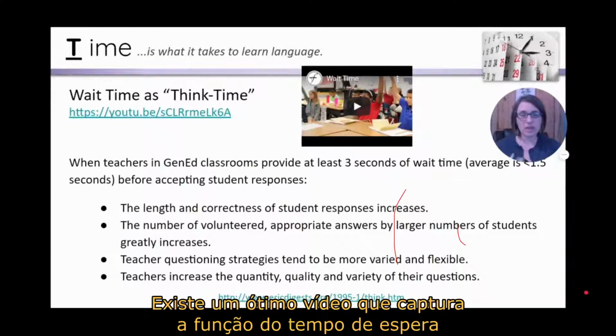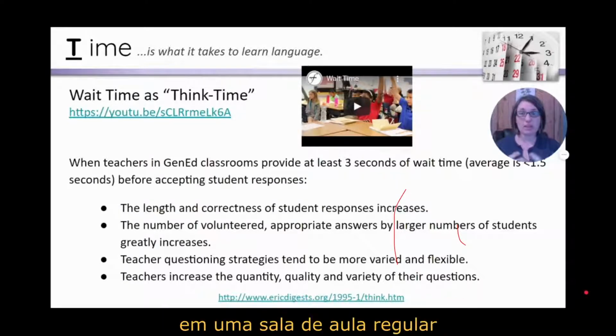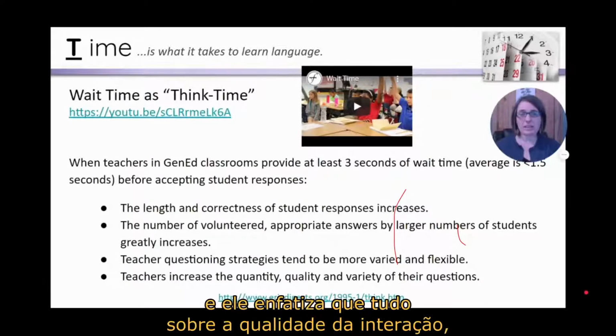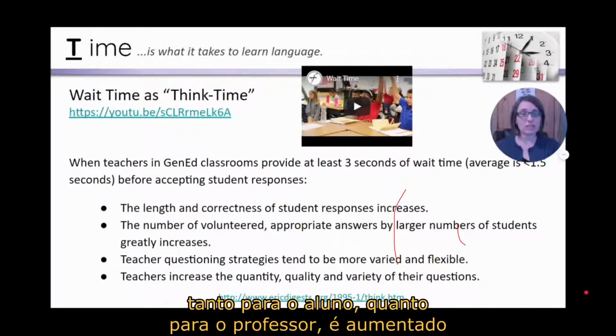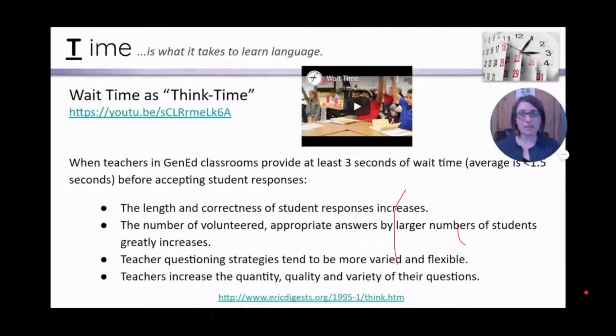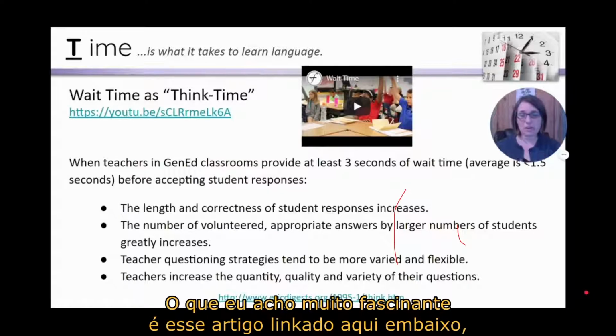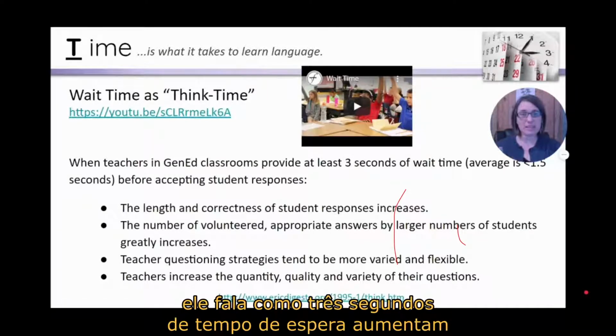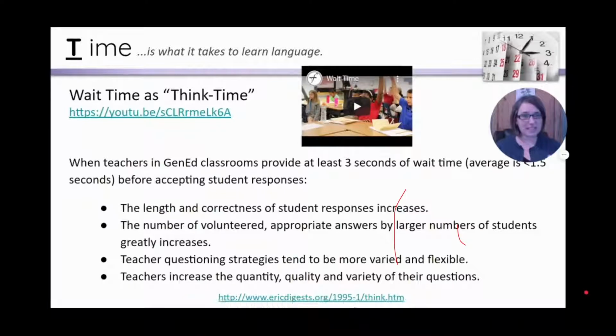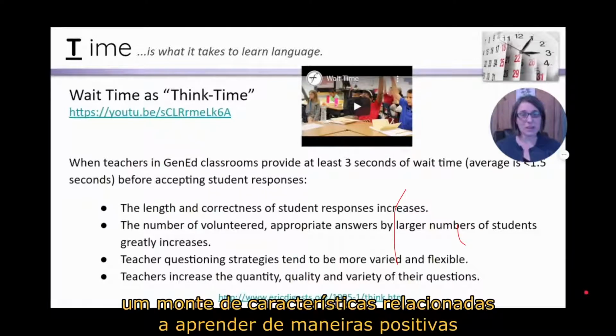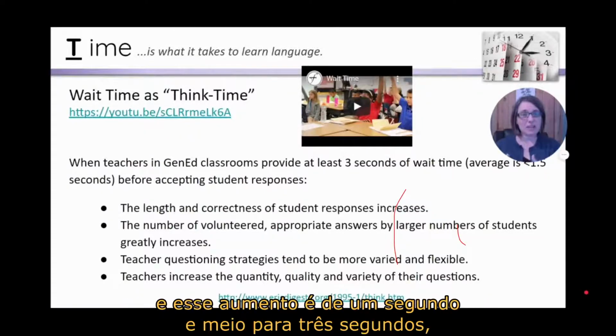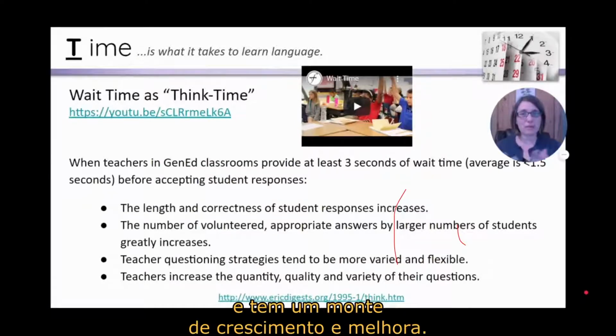So there's a great video that captures the role of wait time in a general education classroom. And it emphasizes that everything about the quality of the interaction, both for the student and the teacher, is increased when wait time is given. So what I think is really compelling, there's an article that's linked here at the bottom, but it talks about how 3 seconds of wait time increases lots of characteristics related to learning in positive ways. And that increase is from a second and a half. So from a second and a half to 3 seconds, there's a lot of growth and improvement.